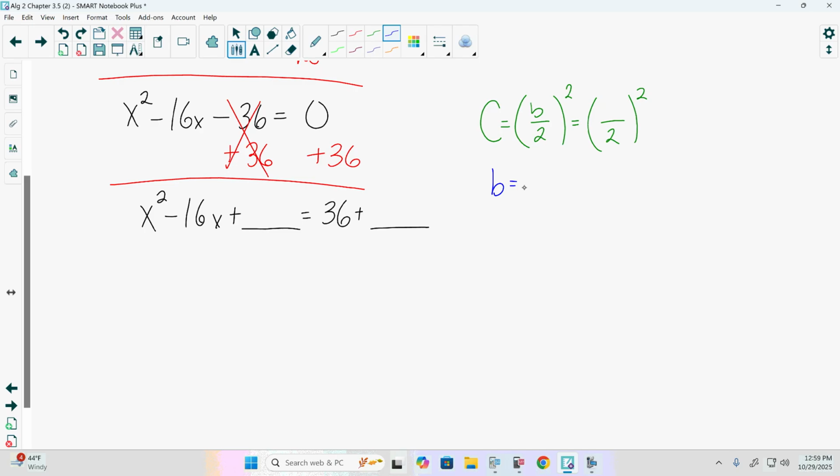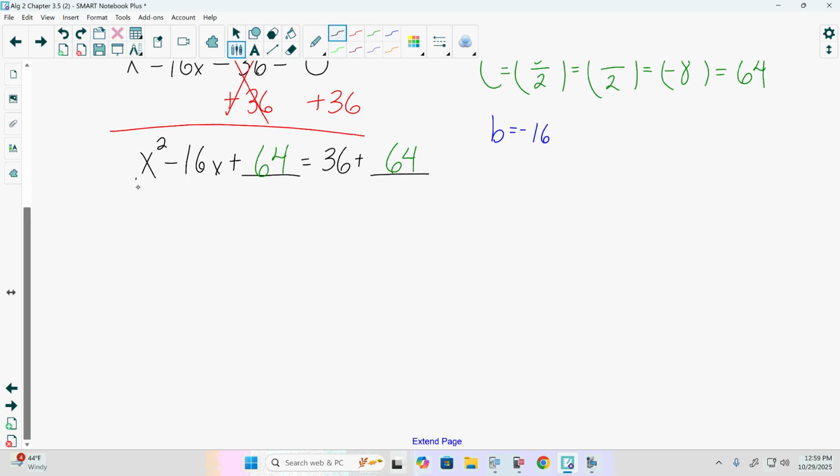So we can replace b with negative 16 in our formula, giving us negative 16 divided by 2, squared. Well, negative 16 divided by 2 is negative 8. And negative 8 squared, negative 8 times negative 8, is 64, yes? So, now that we have the value of c, we're going to plug it into both spaces, telling us that our perfect square trinomial is x squared minus 16x plus 64.